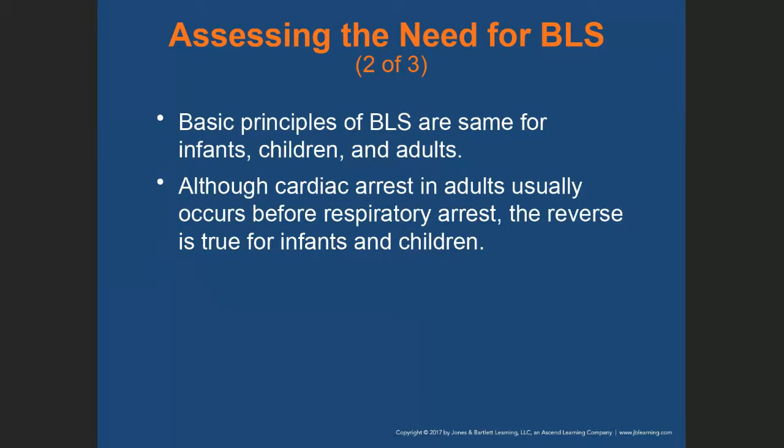Basic principles of BLS are the same for infants, children, and adults, with a few tweaks. Although cardiac arrest in adults usually occurs before respiratory arrest, the reverse is true for infants and children. So this is an important point. The majority of cardiac arrests in the adult population are going to be because of some issue with the patient's heart. The pediatric population will go into cardiac arrest because of respiratory issues. So that is what is going to kill them, respiratory problems.